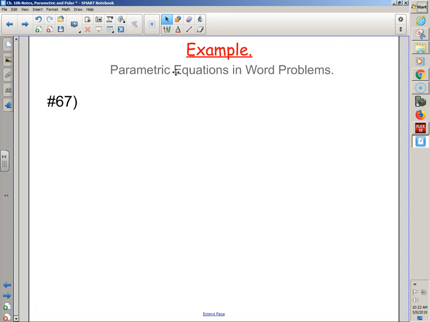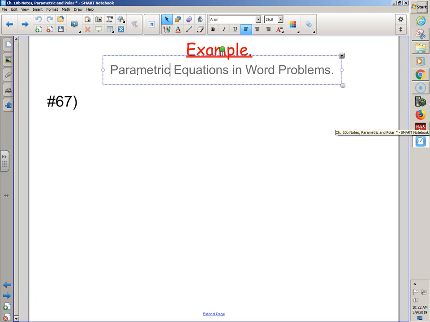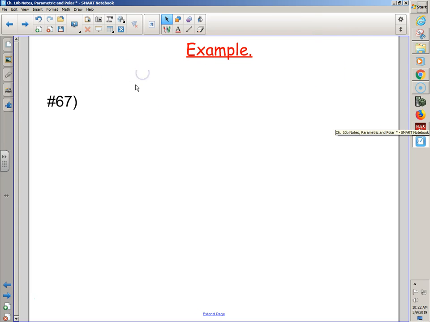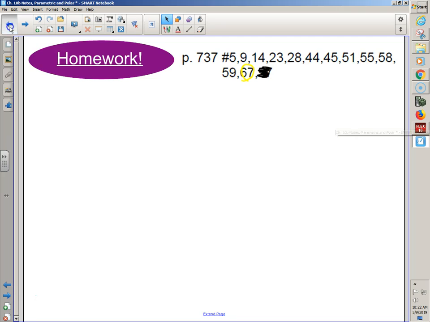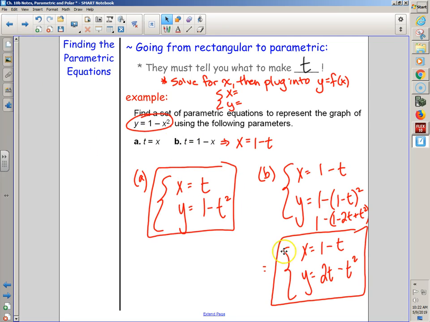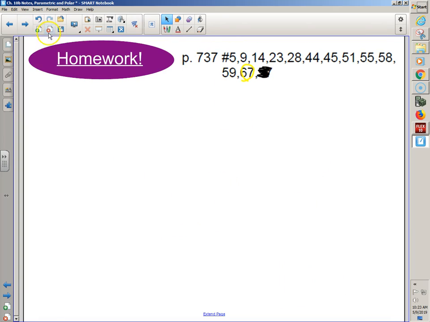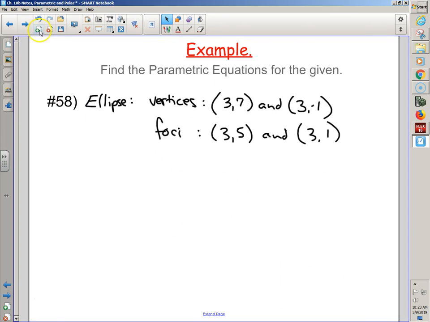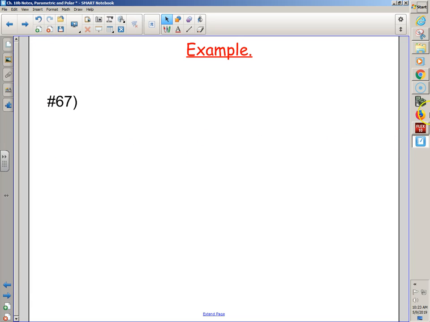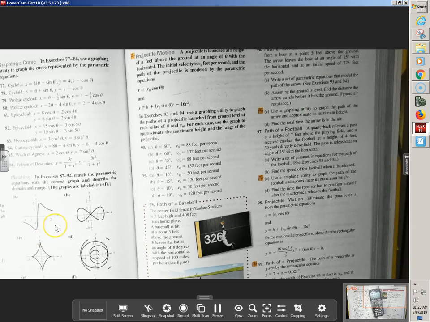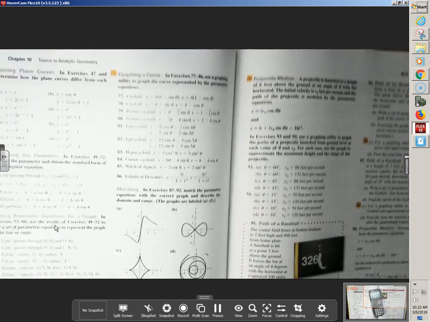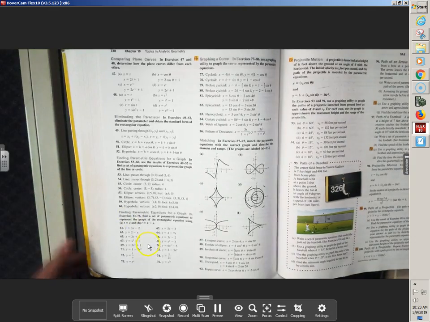He was what we just did a second ago, in the sense of getting parametric equations from a rectangular equation. So you probably had a question on this because we didn't get to do it yesterday as an example. We ended up kind of going over that one in notes. Let me get rid of that. But 67 gives us a little bit different clues.